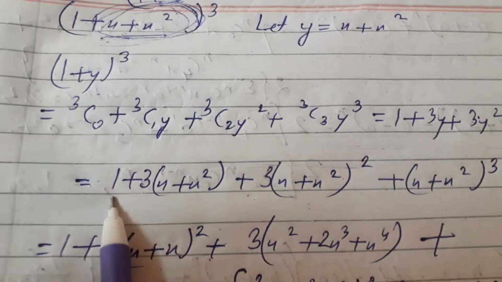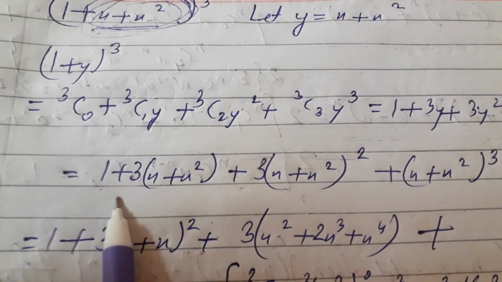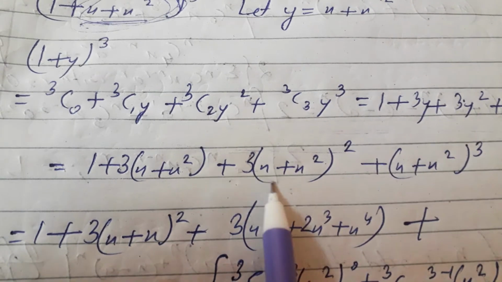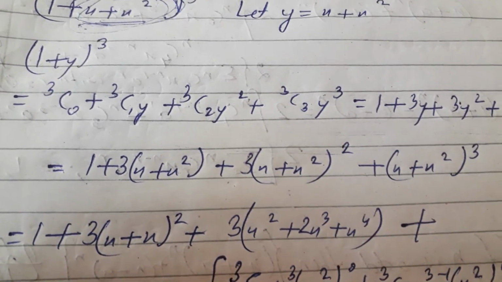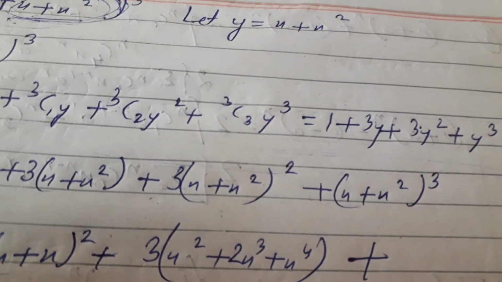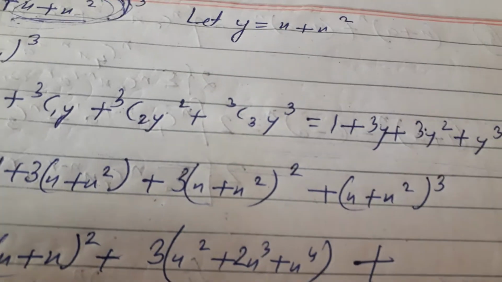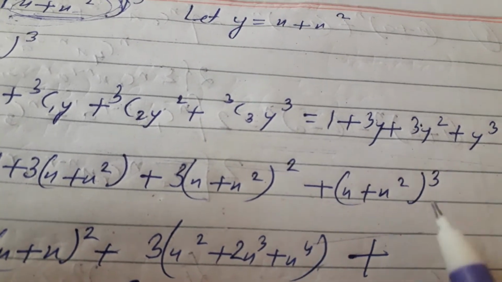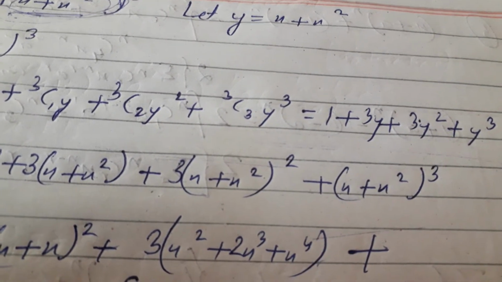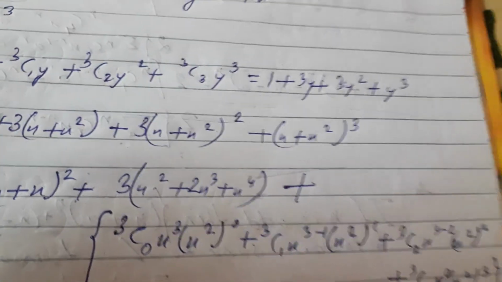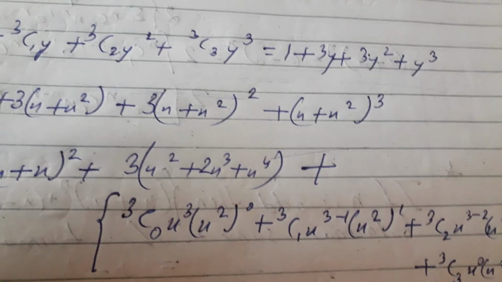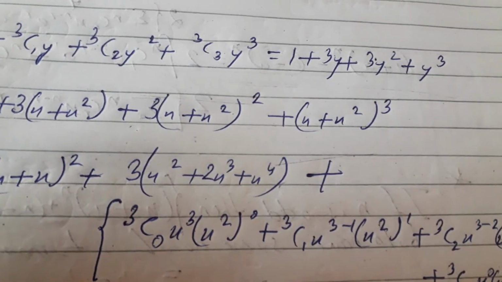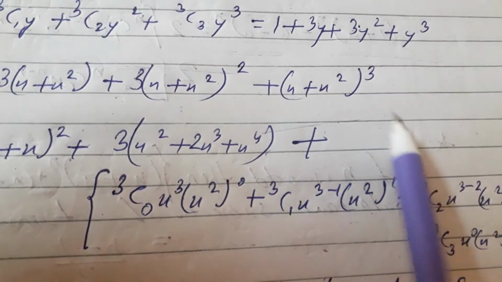Now see, 1 plus 3 x plus x square, you can easily multiply this, and see here x plus x square whole square is given, so you can easily expand by using the whole square formula, and you can multiply. But see here cube is given. Yes, I know that a plus b whole cube formula, you can easily expand by using that. But see, I have used here this binomial theorem. Okay, I have used here binomial expansion. Okay, I have not used the a plus b whole cube formula.